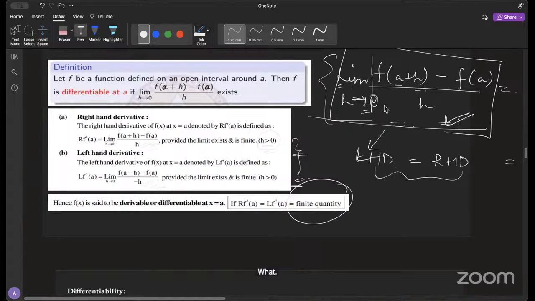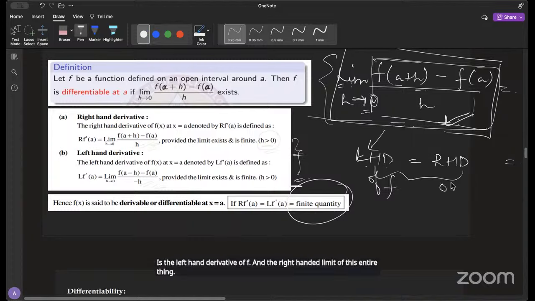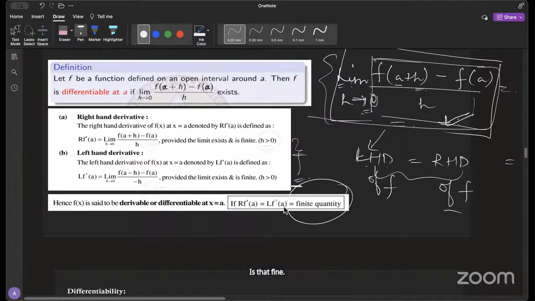Forget about the derivative thing. Just look at this function. For this limit to exist, you need both left hand limit and right hand limit, right? Yes, ma'am. The left hand limit of this entire function is the left hand derivative of f. And the right hand limit of this entire thing is the right hand derivative of f. Is that fine? Ma'am, can we do an example of that?